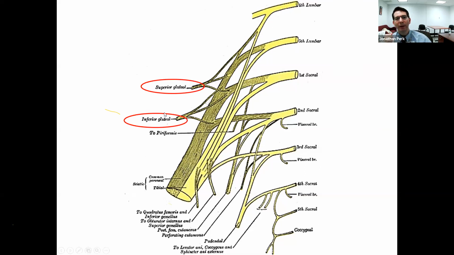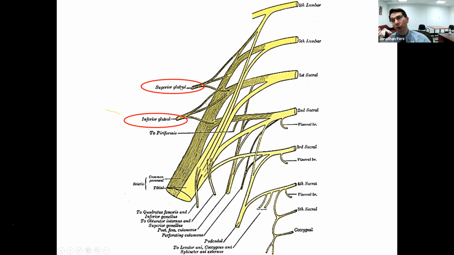And then we have the inferior gluteal nerve, which is one segment lower. So L5, remember lumbosacral trunk, again, major actor. So L5, S1, and S2. Okay, so one segment lower.